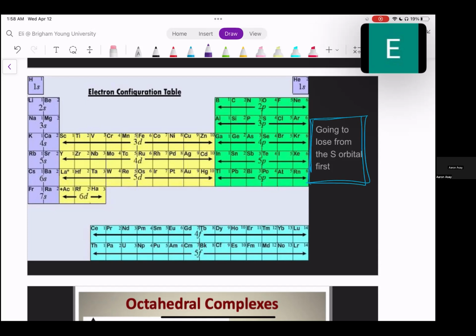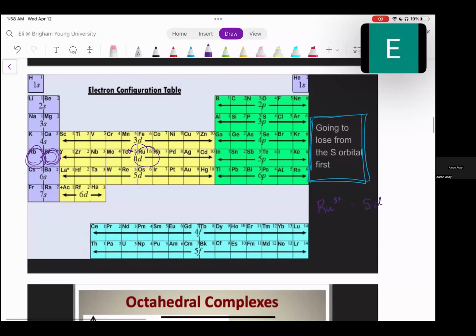So for example, say we have Ru, I think that's rubidium, and it has a charge of 3 plus. It's been oxidized and it's lost 3 electrons, right? That's the positive 3 charge. We're going to look over here at rubidium, and we see that it would normally have 6 d electrons, but it's losing some of them. It first loses 1, 2 from the s orbital, and then it loses that remainder of 1 from there. So we know that this is going to have 5 d electrons.